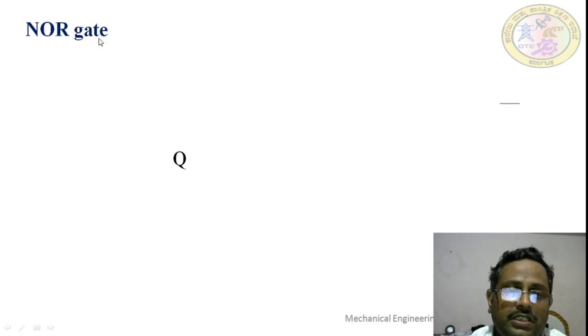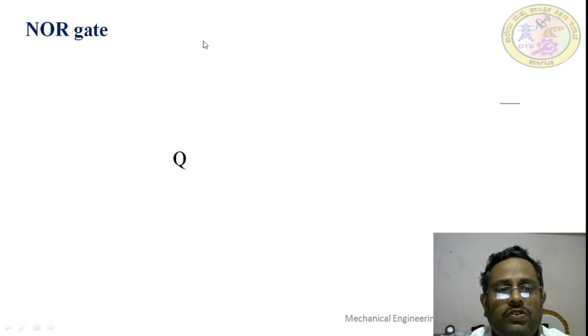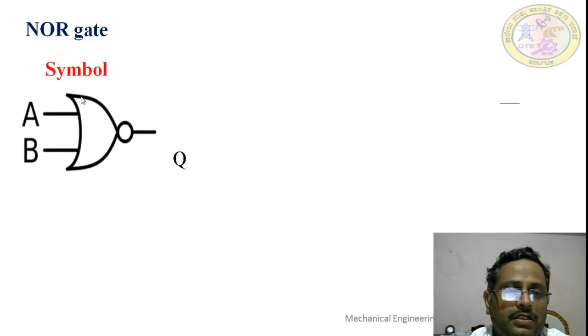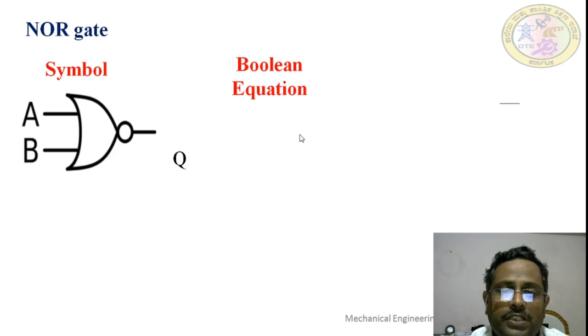This NOR gate is equal to the OR gate followed by a NOT gate. Here the output is the inversion of the OR gate output. We will see the symbol for the NOR gate. It is the OR gate followed by a circle at its output. Here also, the equation used to represent the NOR gate is Q is equal to A plus B whole bar. Bar represents complement. We know A plus B represents the OR gate, followed by a NOT gate means NOR gate.